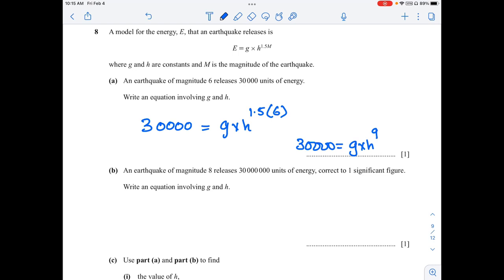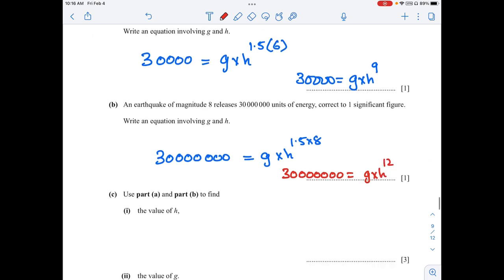An earthquake of magnitude 8 releases 30 million units of energy. Correct to one significant figure. Write an equation involving G and H. So E is equal to G times H to the power of 1.5 times 8. So now that becomes E equal to G times H to the power of 12.